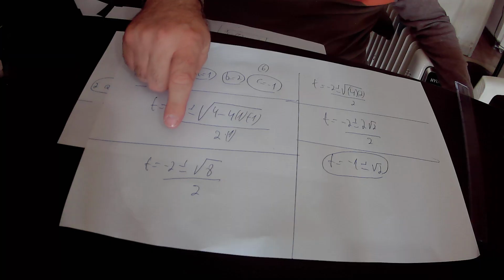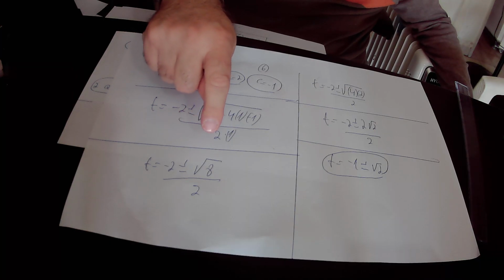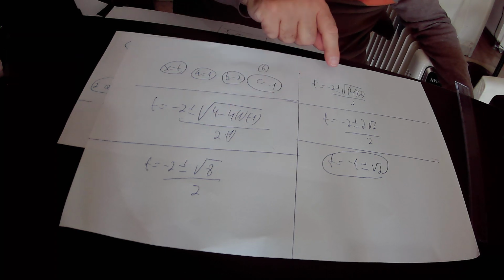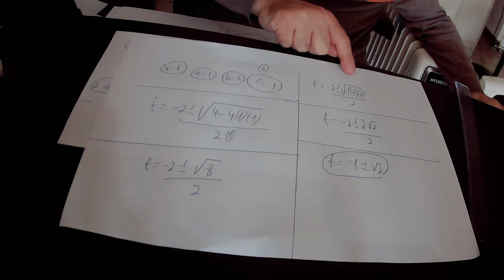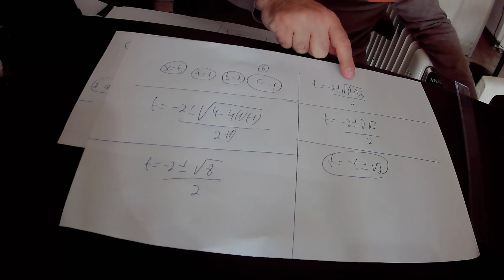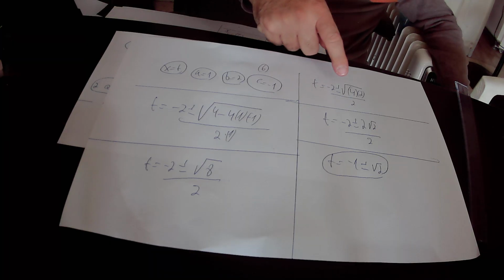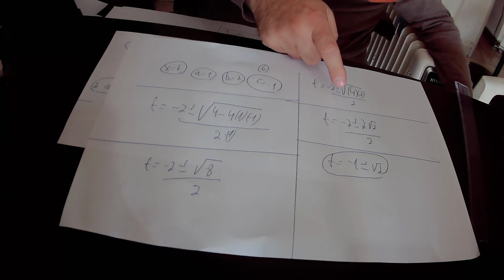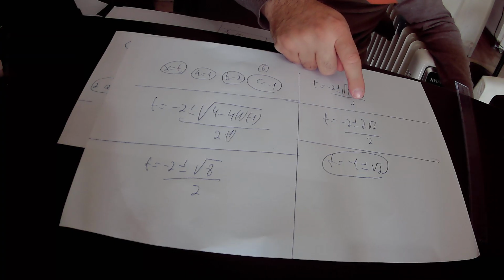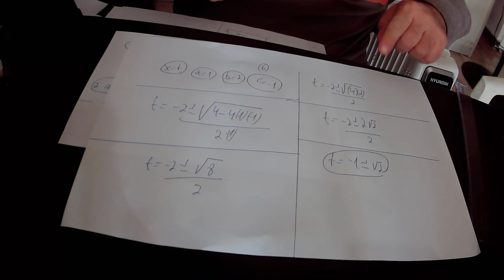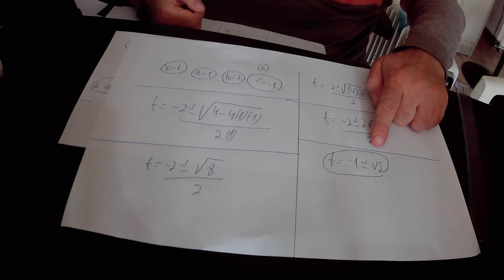So t equals minus 2 plus minus square root of 8 over 2. 8 is 4 times 2, so we substitute 8 by 4 times 2. t equals minus 2 plus minus square root of 4 times 2 over 2. The square root of 4 is 2, so inside the root we are left only with 2. So in conclusion, t equals minus 2 plus minus 2 times square root of 2 over 2. So t equals minus 2 over 2, which is minus 1, plus minus 2 over 2, which is 1, times square root of 2. In conclusion, t equals minus 1 plus minus square root of 2.